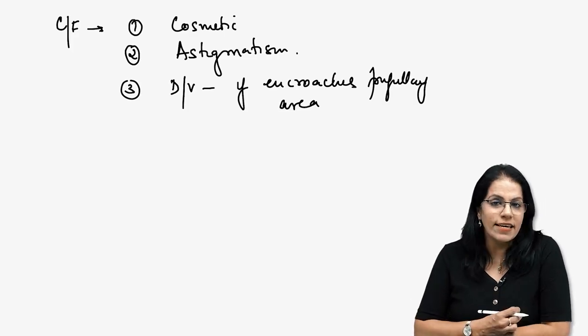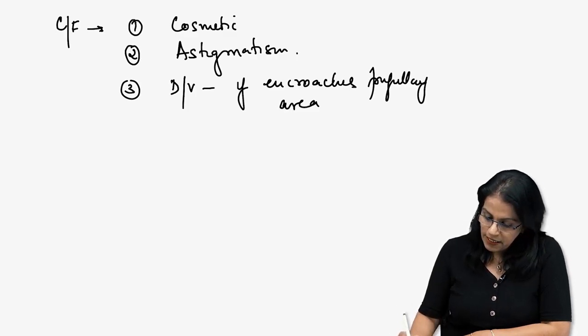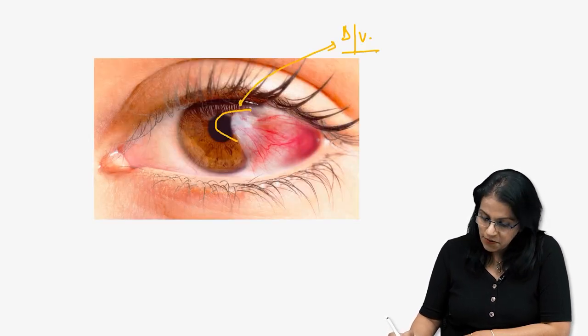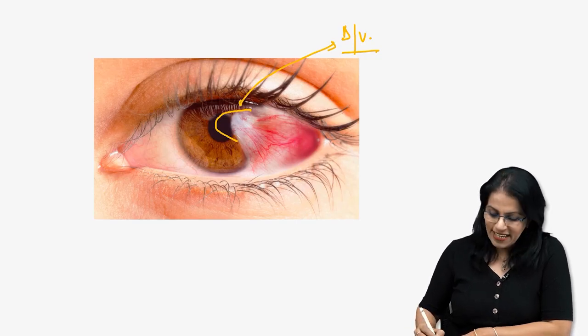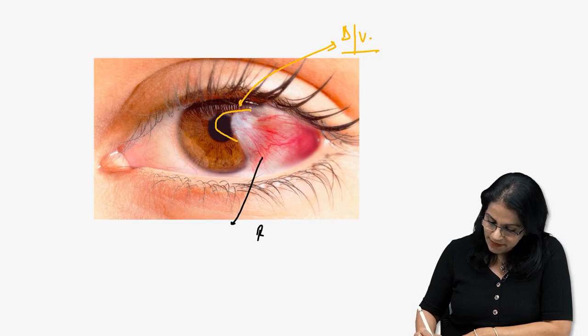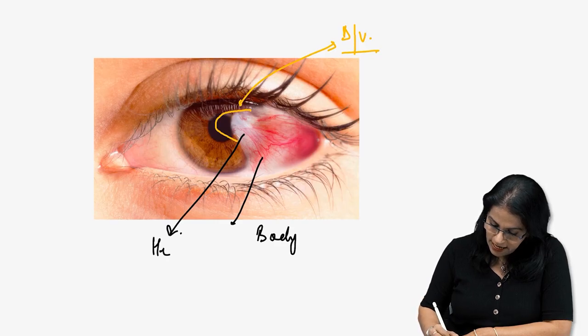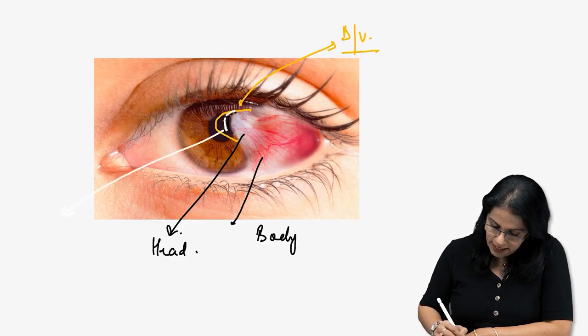Now, what are the other things that we will know? If you look at the pterygium on examination, what are the parts of a pterygium? This is the body of the pterygium, and this is the head of the pterygium, and there can be a slight halo just in front of the head. This slight halo is called the cap.